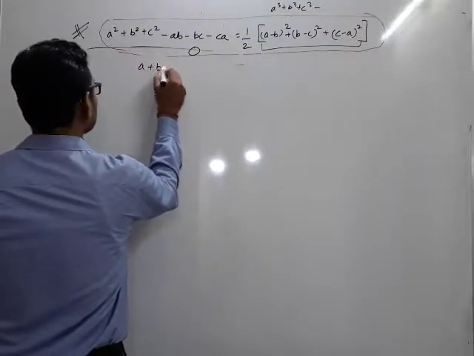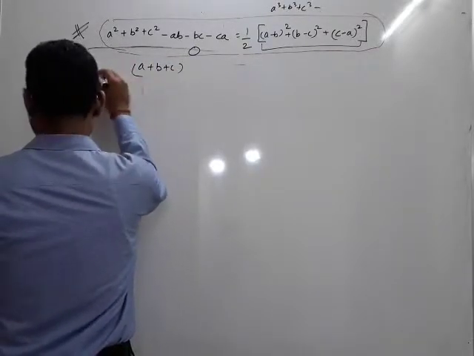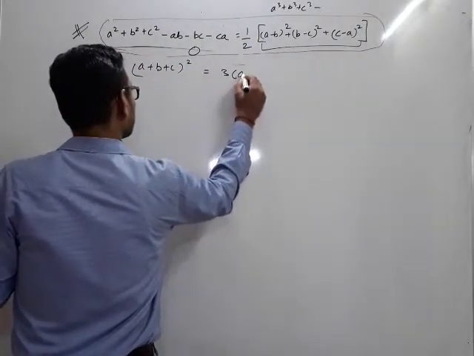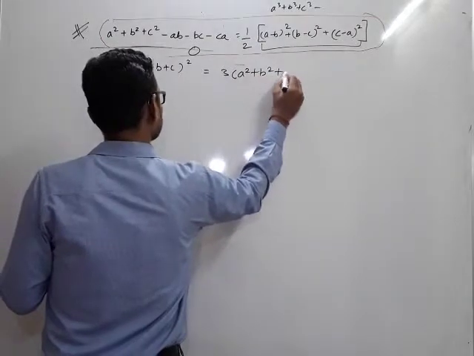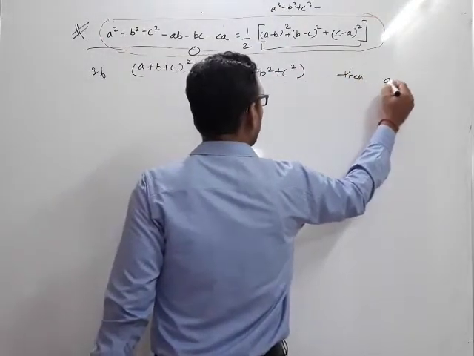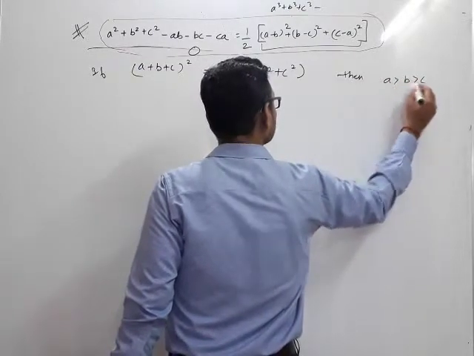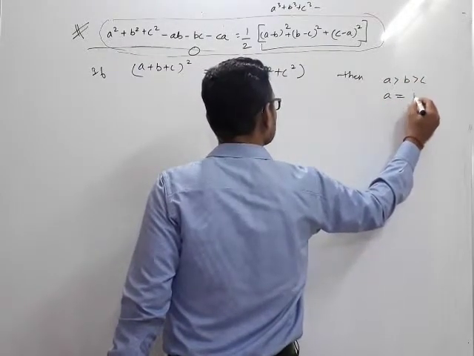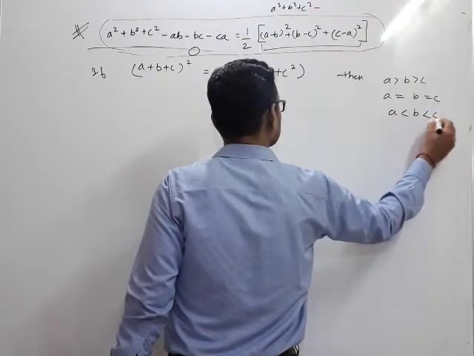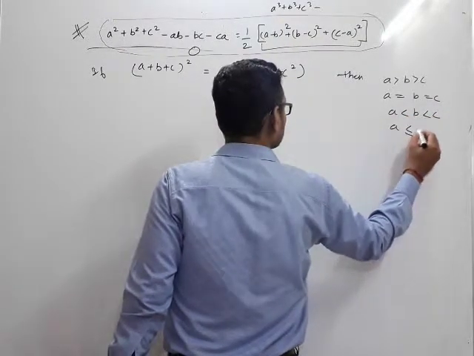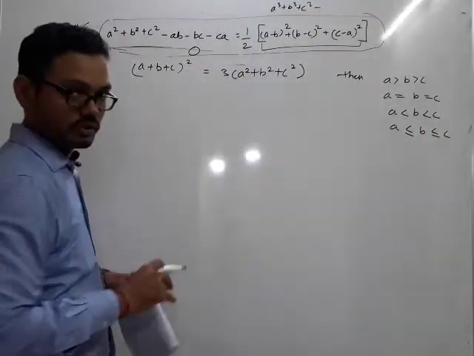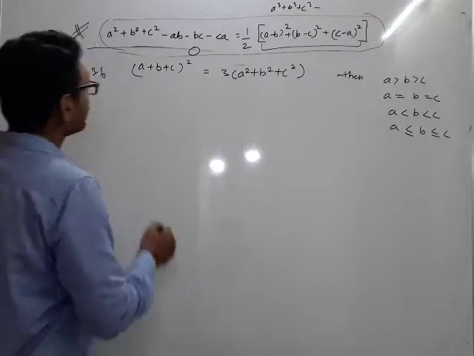A plus B plus C the whole square is thrice of A square plus B square plus C square, then A greater than B greater than C, A equals to B equals to C, A less than B less than C, A less than equal to B less than equals to C. Something on those lines. Okay.